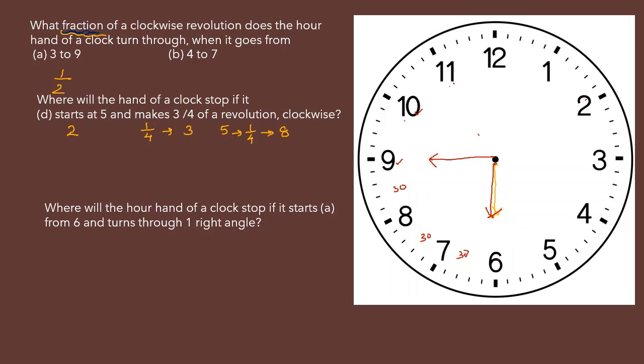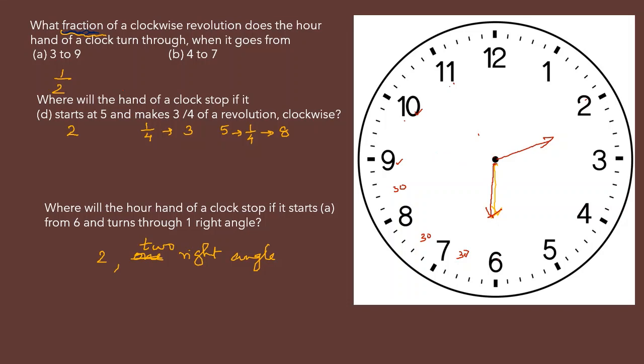Now if the question comes starting from 2 and you are asked to turn one right angle. One right angle we have already done. Okay, let us do two right angles. Starting from 2, two right angles. How will you start? You are starting from 2 o'clock. You are at 2. You have to complete two right angles. Two right angles means how much is it?